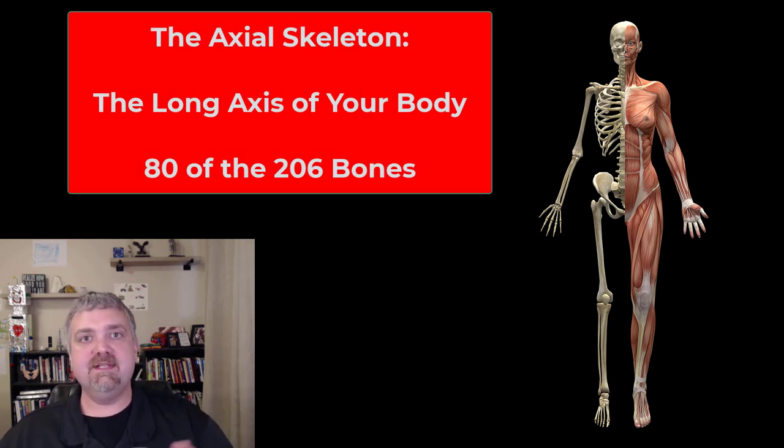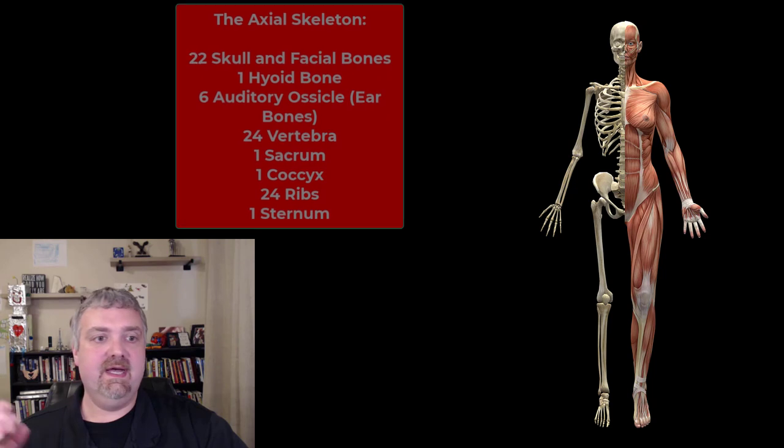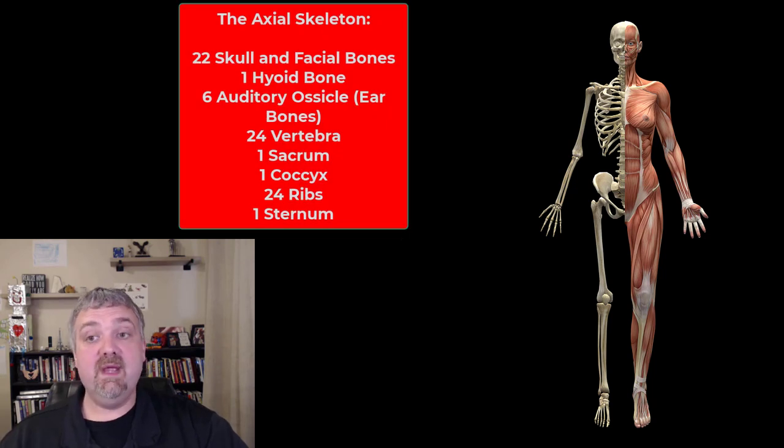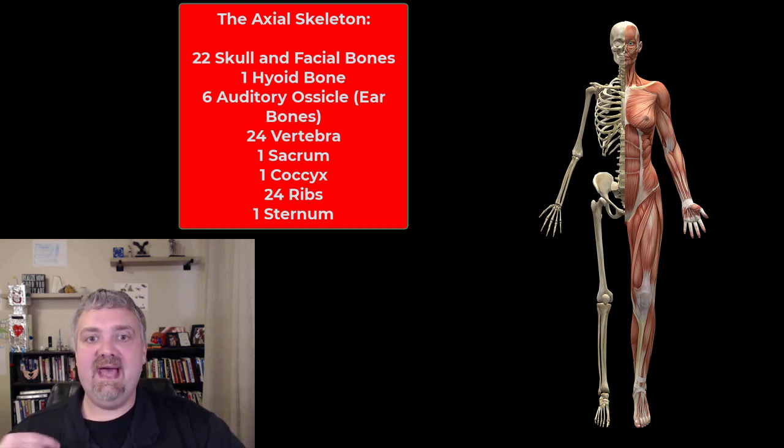Welcome to the axial skeleton. The axial skeleton is going to form the longitudinal axis of your body. It's going to be 80 of our bones. We have 22 bones there with the skull: our 8 cranial bones and 14 facial bones. You have the extra bones associated with the skull, which is going to be the hyoid bone. I'll show you that in a moment. And your 6 auditory ossicles, or your ear bones, the malleus, incus, and stapes.